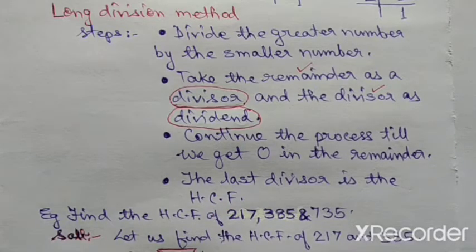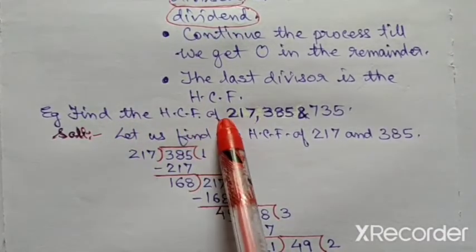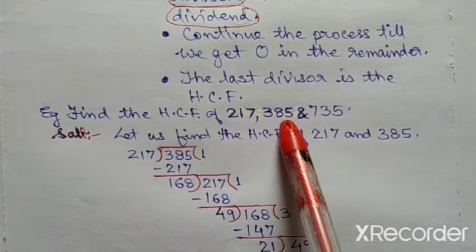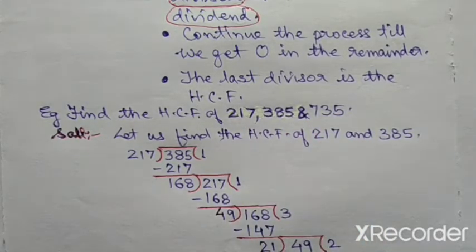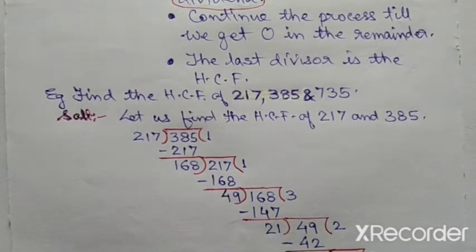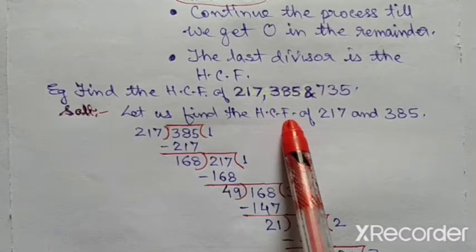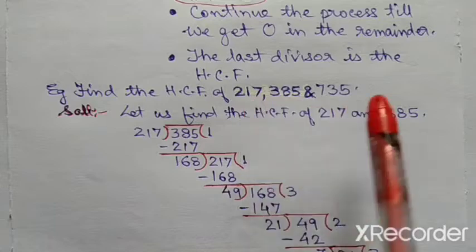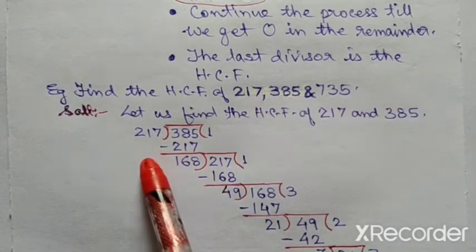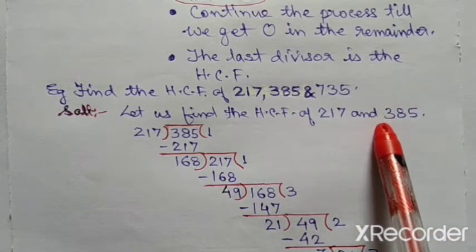Now, children, let us try to understand with the help of an example. Find the HCF of 217, 385 and 735. There are 3 numbers given before you and you have to find the HCF of the given 3 numbers. So children, first you find the HCF of any 2 numbers. Let us find the HCF of the first two, that is 217 and 385. You can choose any 2.